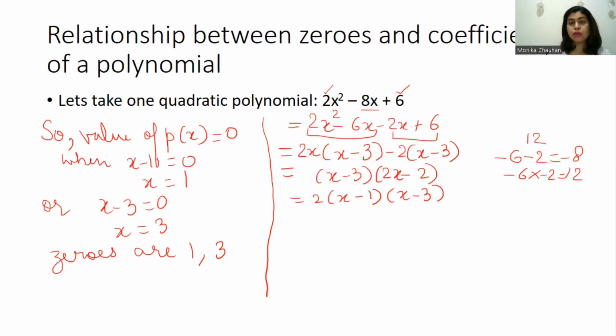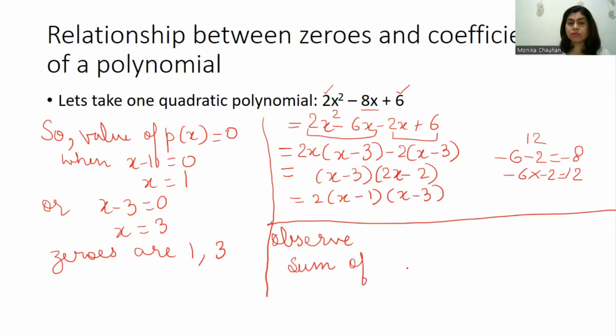Now, you have to observe. You got the zeros. Now this is the time you need to observe something. So I am going to write something over here. I'm writing "observe". Now, what do you have to observe? I am writing two things. One, sum of zeros. Then I'm writing product of zeros.